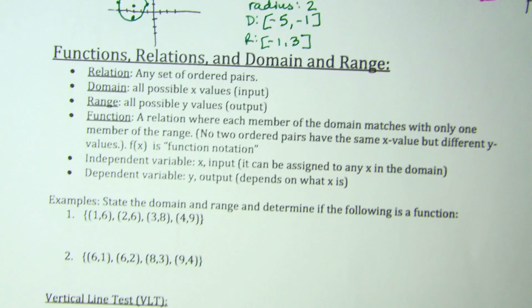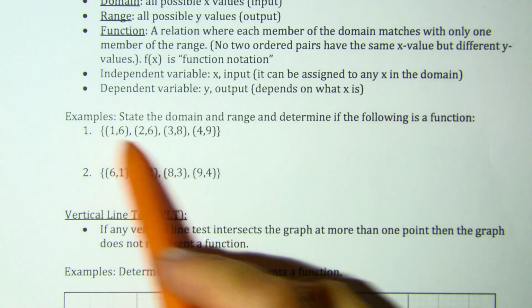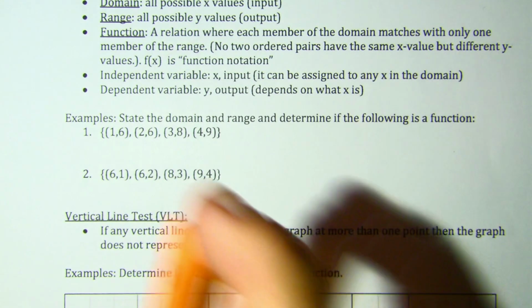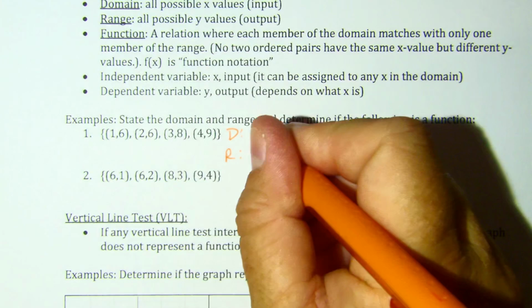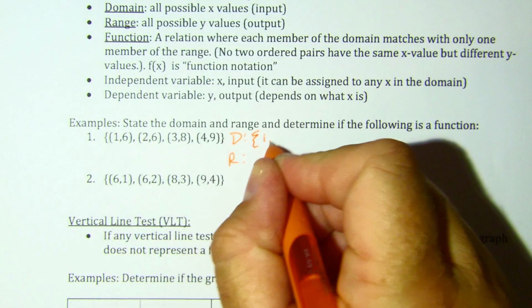So we're going to look at some examples here of finding domain and range from a set of points. If I have a set of points here, x and y values, and I want to find the domain and range, the domain is all of our possible, or all of our x values. So 1, 2, 3, and 4.